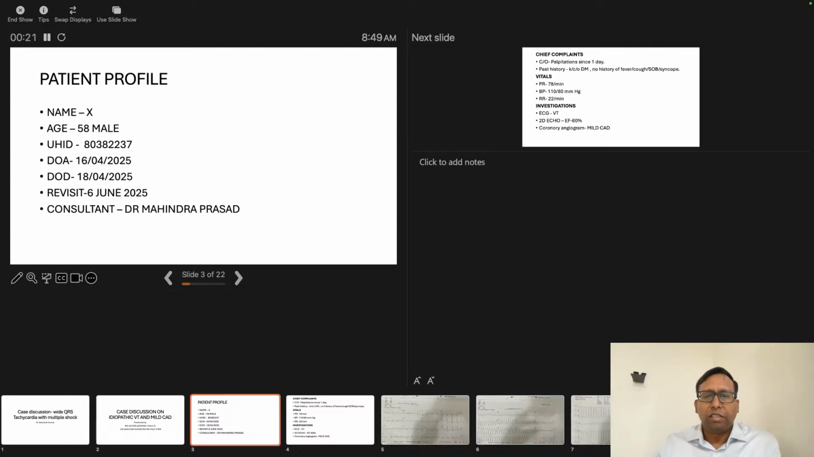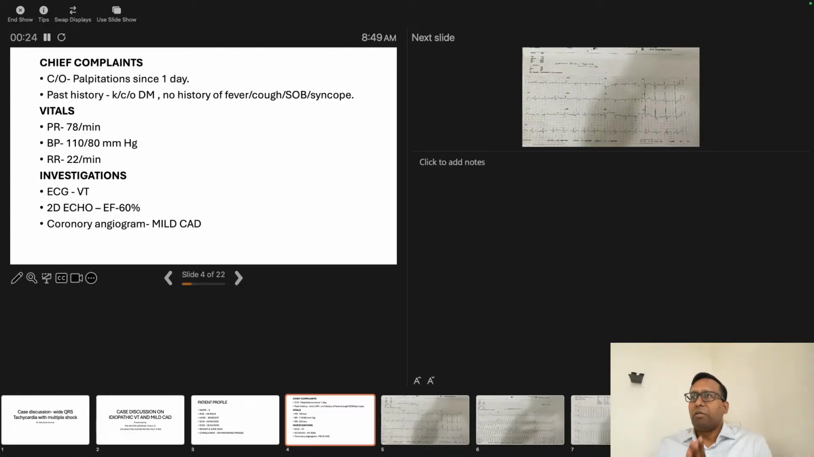At that time his ejection fraction had dropped. Palpitation was the main complaint. He was not having any giddiness or syncope. If giddiness and syncope happen with wide QRS tachycardia, it is taken as a diagnosis of hemodynamically unstable VT. Whenever you see a patient with wide QRS tachycardia who is collapsing, and later you make a diagnosis of VT, this patient should go directly to the ICD, no ablation. Clear?